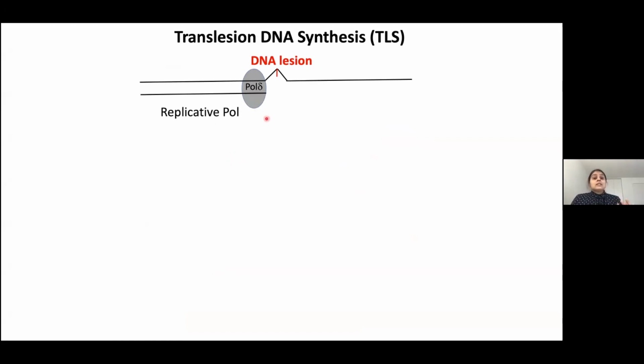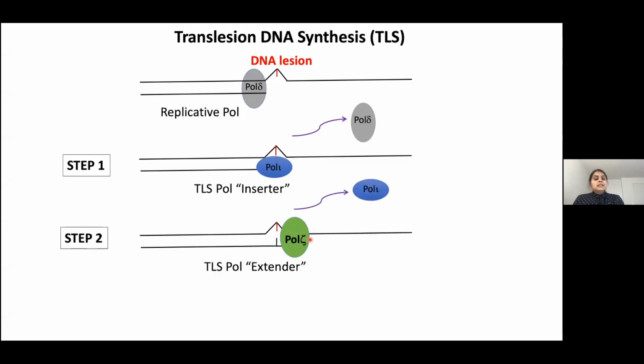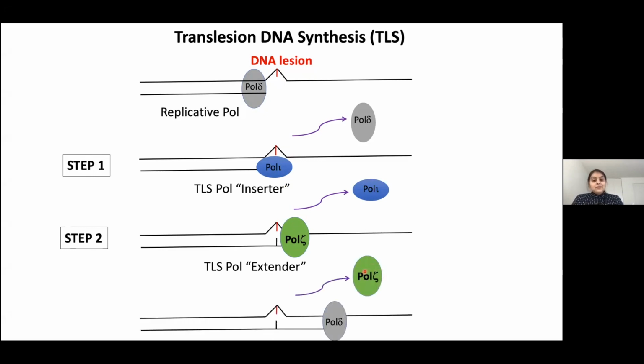Once a high fidelity replicative polymerase gets stalled at the DNA lesion, a two-step process follows, wherein a Y family polymerase such as DNA polymerase iota would come in and put in a base opposite the lesion, which is followed by DNA polymerase Zeta coming in and extending beyond the mismatched primer termini. Once DNA polymerase Zeta has done its job, it leaves, and then the high fidelity polymerase takes over and carries out the normal DNA replication.